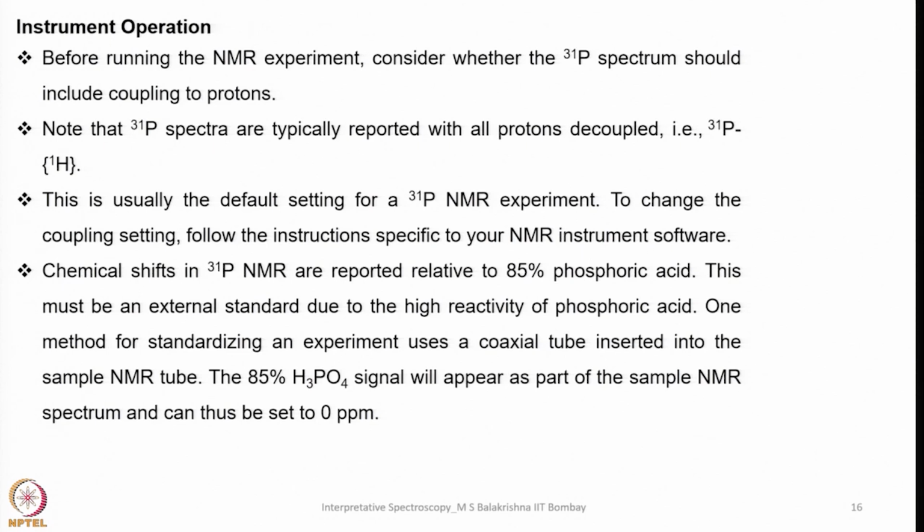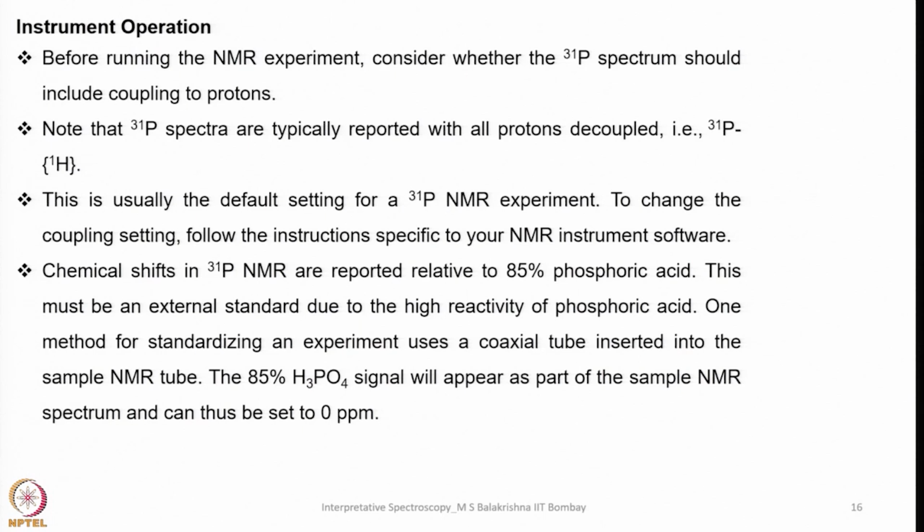To change the coupling setting, follow the instructions specific to your NMR instrument software. Chemical shifts in 31P NMR are reported relative to 85% phosphoric acid. This must be an external standard due to the high reactivity of phosphoric acid. One method for standardizing an experiment uses a coaxial tube inserted into the sample NMR tube. I showed you this in the last slide.